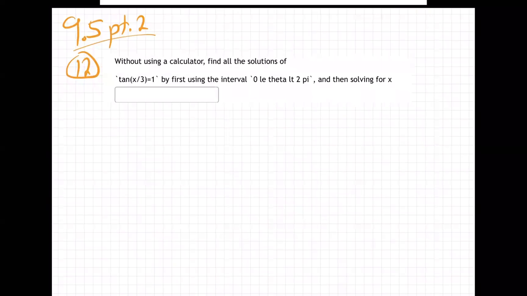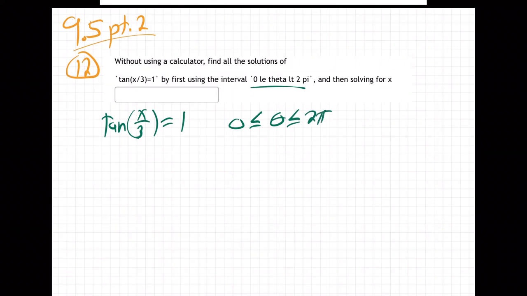Okay, so we're looking to solve this question. It says, without using a calculator, find all the solutions of tangent of x over 3 equals 1. Let me write that more clearly: tangent of x over 3 equals 1, where 0 is less than or equal to theta, less than or equal to 2 pi. So basically, it wants us to solve this.